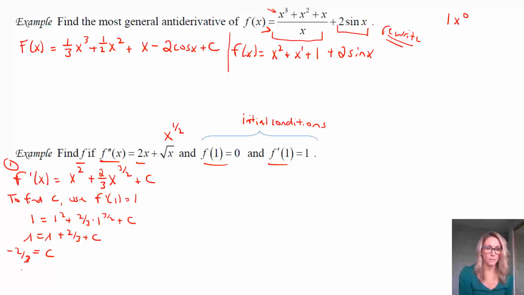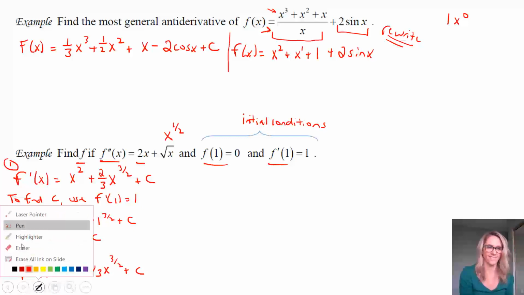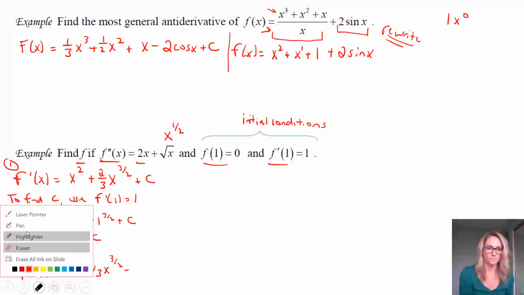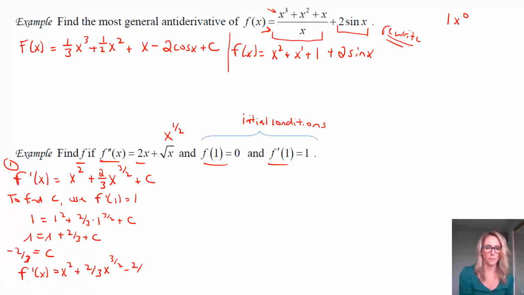So this tells us that that first derivative equals x squared plus 2/3 x to the 3/2 plus c. Ooh, why did I do that? I know that it's negative 2/3 now, so that's what I need to write. I was just taking it from the top. Minus 2/3. So this is our full-on first derivative. This is not a general antiderivative, this is specific. So now that we have that, now we can find our original function.